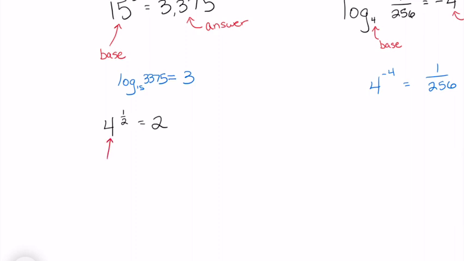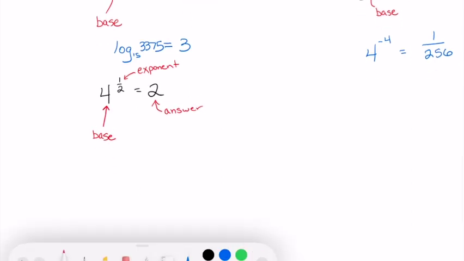The base is 4. The exponent is that little 1/2. Our exponent. And our answer is 2. So when we write this out as a logarithm, it's going to be log base 4 of the answer, so of 2, and a log is an exponent, so the log equals the exponent, which is 1/2.